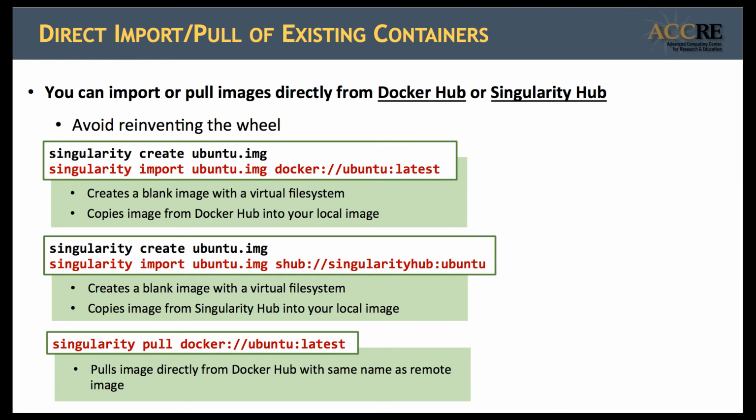But if you're just pulling an existing image directly down, there's a number of ways to do it. The most straightforward is this last one, a Singularity pull, followed by docker:// and something like ubuntu:latest. Docker Hub has, again, a huge number of images. If you log into their website, you can explore those and find one that's most appropriate. But you can also do it through a two-step. If you want to create the blank image first and then use Singularity import, that also works just as well.